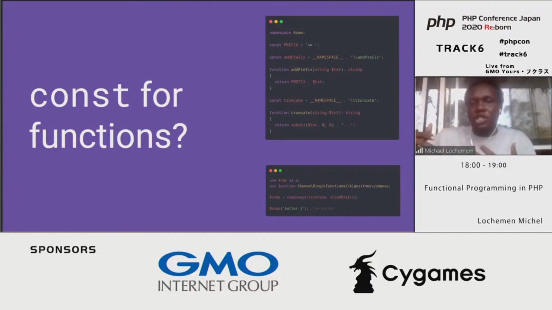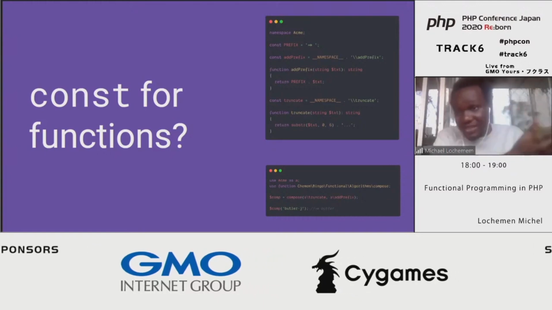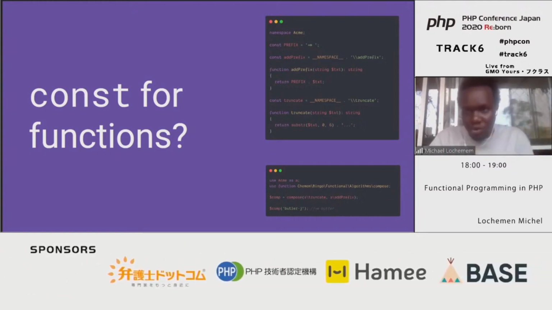So if you have your functions namespaced under a specific name, right? It's easy to proceed with the point-free style if you use const for functions. If you basically assign these function names to constants that don't change, right?